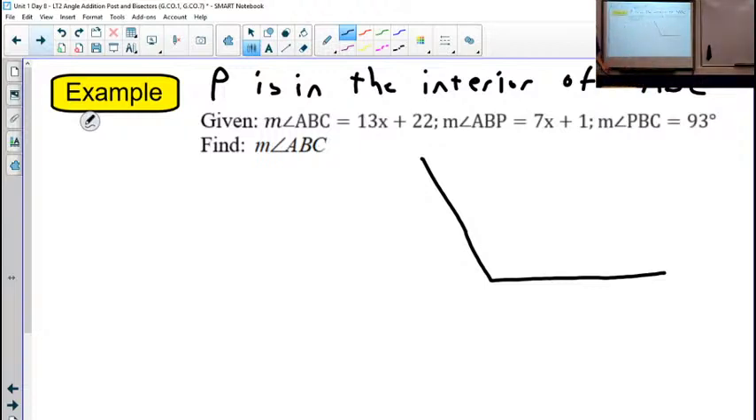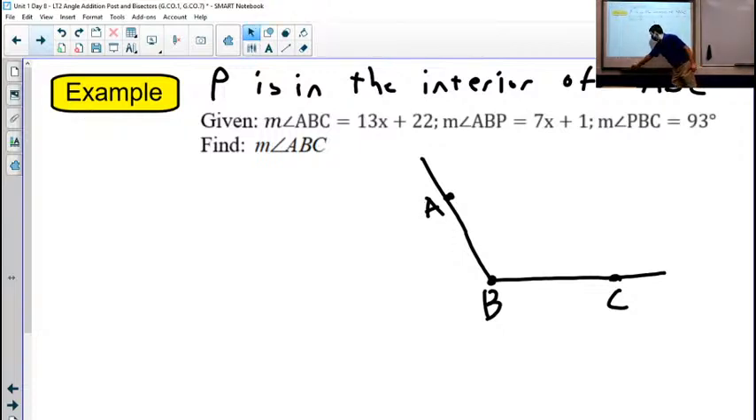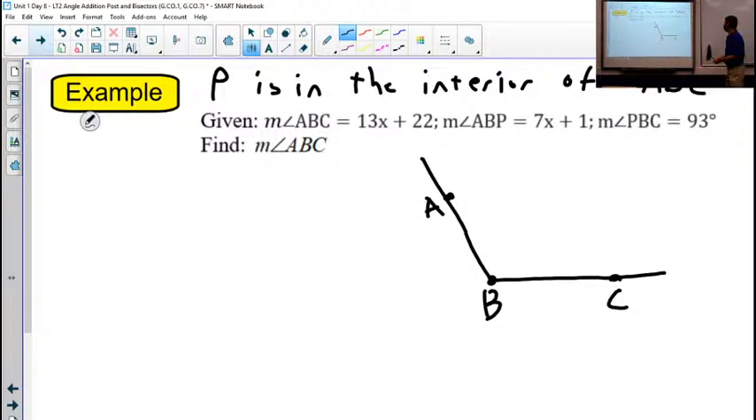So angle ABC, which point is the vertex? When we named an angle, where did we say the vertex went? It's in the middle. So that means B has to be the vertex where the angle comes together. This should be B. And then we'll put A over here and C over here. Now we have angle ABC. Now let's put point P somewhere in the interior.